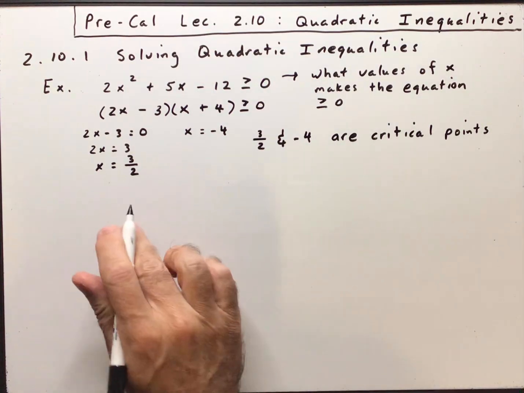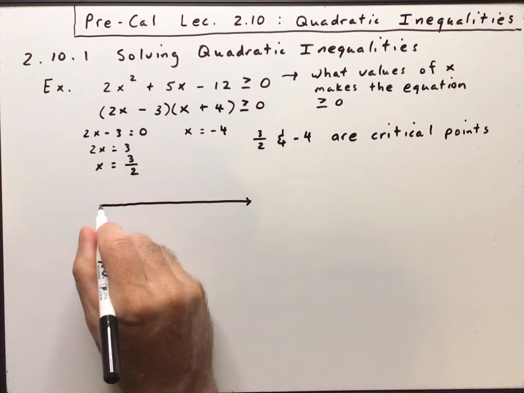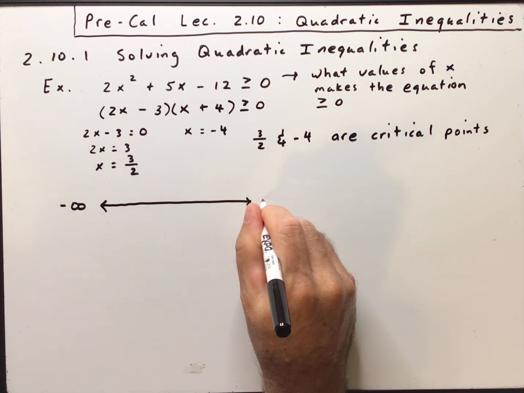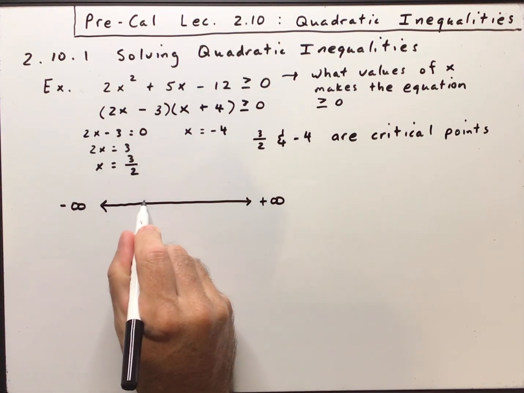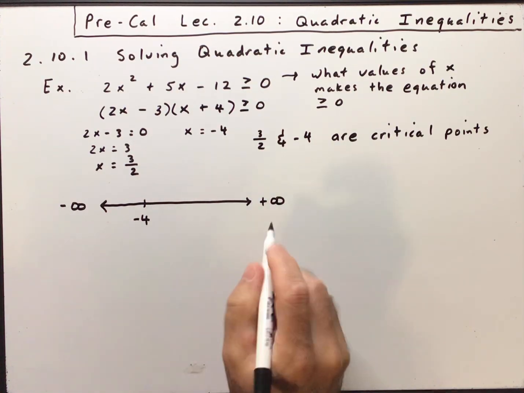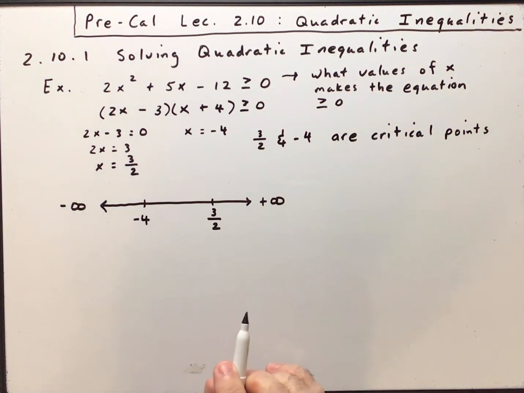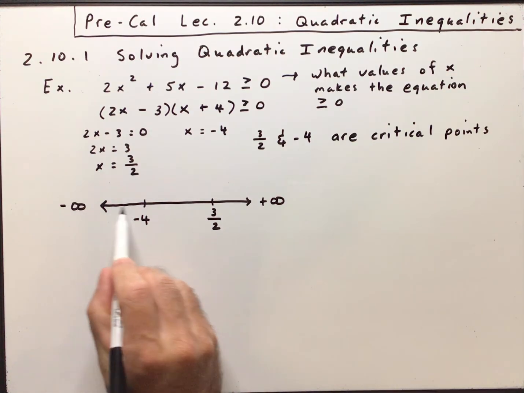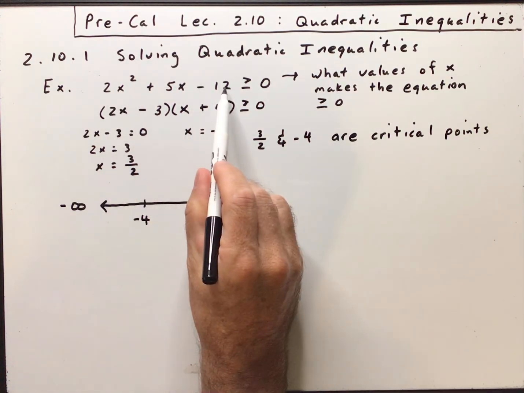Those are critical points. So what we want to do is draw a sign line. So this is just a number line, negative infinity, positive infinity, and we want to place our critical points. Now you have to go from less to more, so we've got to put negative 4 first and then 3/2 second. Okay, so what we want to do is find out any number less than negative 4. Does it make the original equation positive or negative?